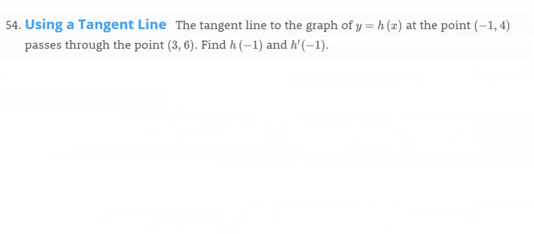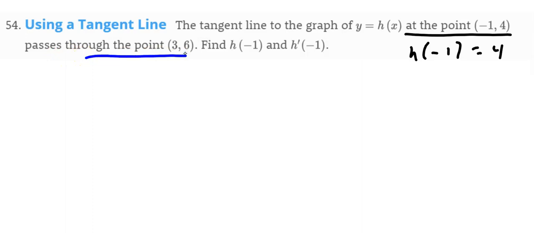The tangent line to the graph of h of x at the point negative 1, 4 passes through the point 3, 6. So the first thing I found out is h of negative 1 equals 4. That's what that first part tells me. The second part, passes through the point 3, 6, so that's on the tangent line. Oh, look at that, h of negative 1 is 4. Okay, well, that was easy.